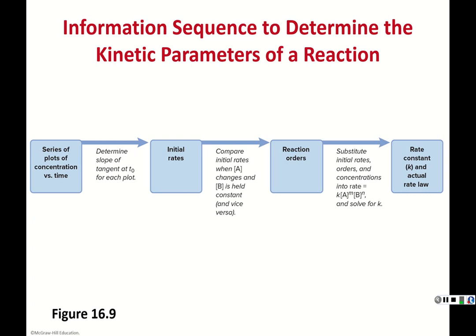So this is a flow chart of how you would determine rate laws for a given reaction, right? Typically, you plot a series of plots of concentration versus time, and then you would calculate initial rates, compare the initial rates when you change certain concentrations and hold others constant to find the reaction orders. Then you substitute the initial rates, the orders and concentrations into your rate law to determine what your rate constant is. And thus, after you do that, you have now completed the rate law.